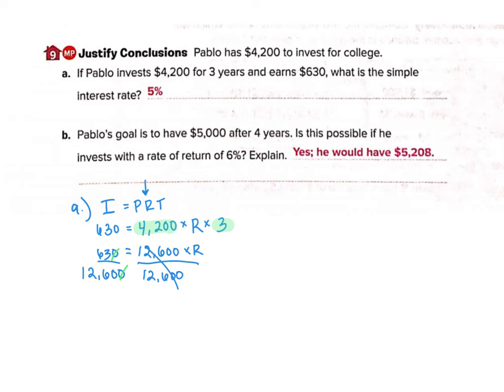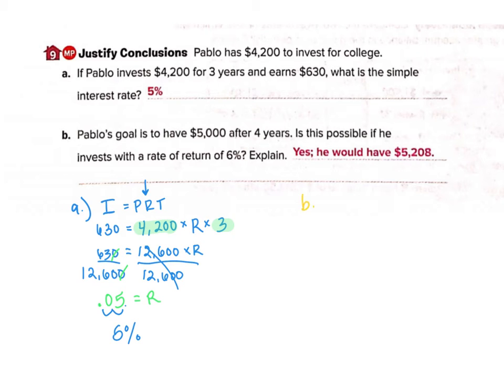I'll cancel out my zeros right away. So now I just have 63 over 1,260. And when I divide that out, I get 0.05, which, when I write that as a percent, I just have to move my decimal point over, and I get 5%.